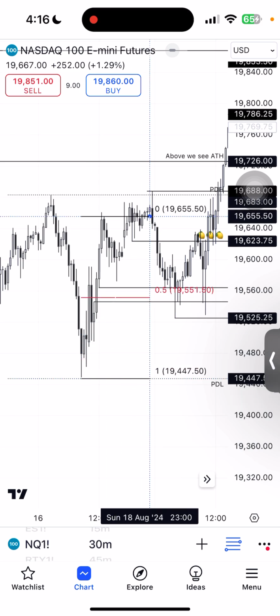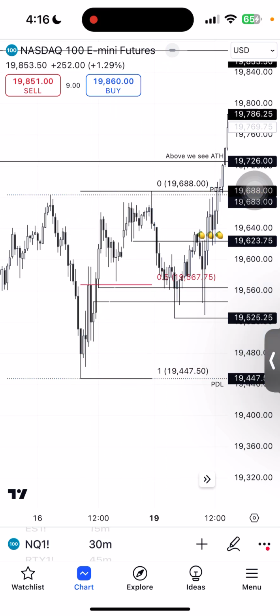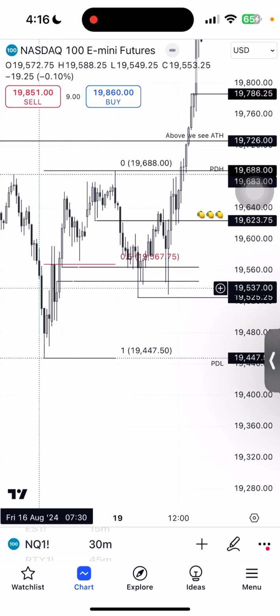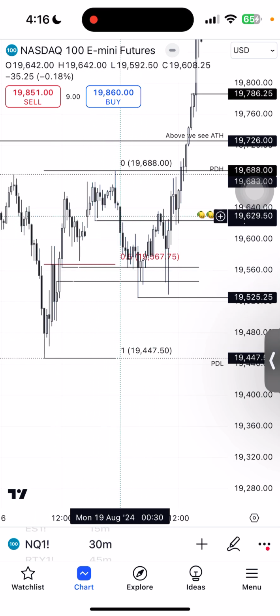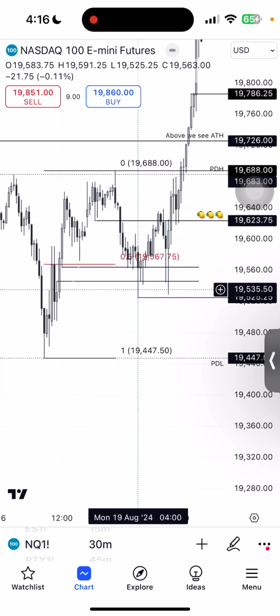but if we take this low to this high, we're in a discount of this range. So we have a trading range that we are in a discount of. If I wanted to be a seller, I would be selling up here. I don't want to be selling in a discount.